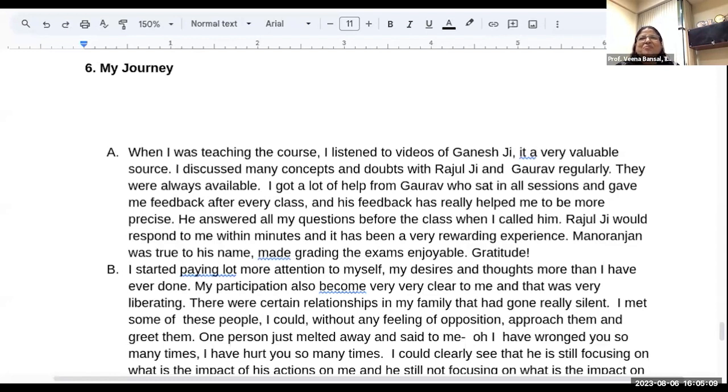He also told me that students will take you in any direction by their questions. You need to bring them back to the topic that you are on, because if you just spread the class, then the main topic becomes dilute. So this is another thing I learned from him. Yes, it has been a very rewarding experience. And Manuranjan was true to his name. He made grading the exams really, really enjoyable.